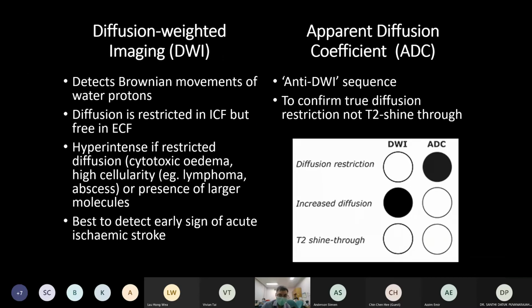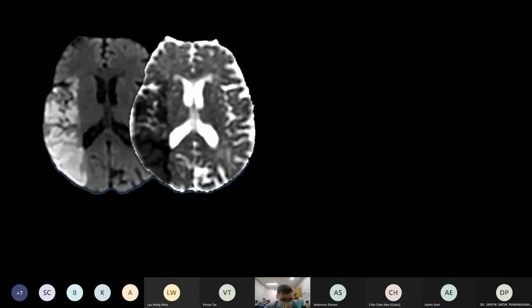So we'll go to an example. This is a patient presented with a 2-hour history of left-sided body weakness. Because of stroke activation in a tertiary setting, not in our setting, they did an MRI stroke protocol.